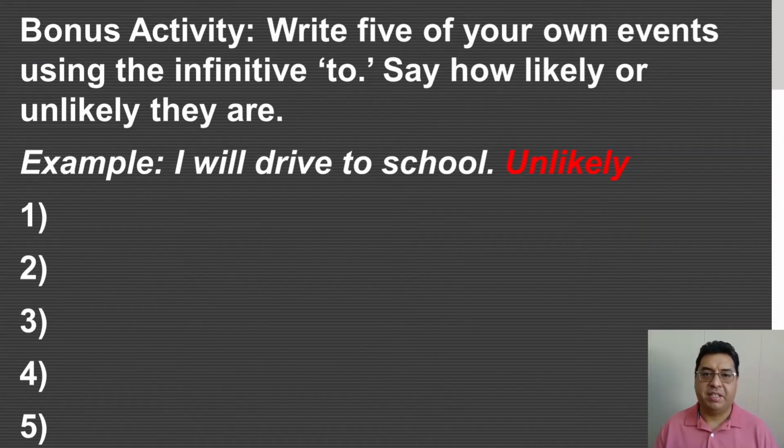So for the bonus activity, I want you to write 5 of your own events using the infinitive to. Say how likely or unlikely they are. And the example here I have says, I will drive to school. That's unlikely. That's for me, personally speaking, okay? So the sentences I'm asking you to write are for you personally. So I don't live far enough from the school to drive, so it's very unlikely I'm going to use a car. I'm just going to walk.